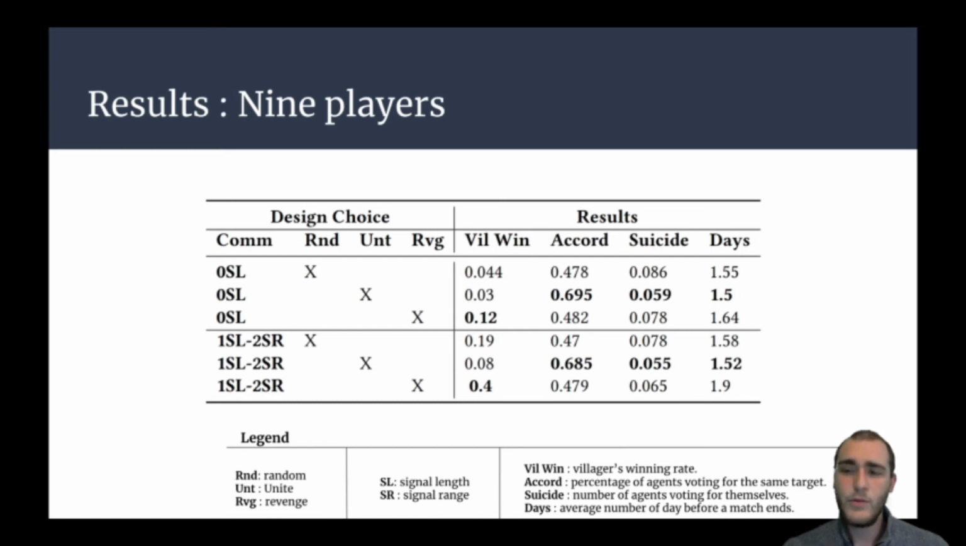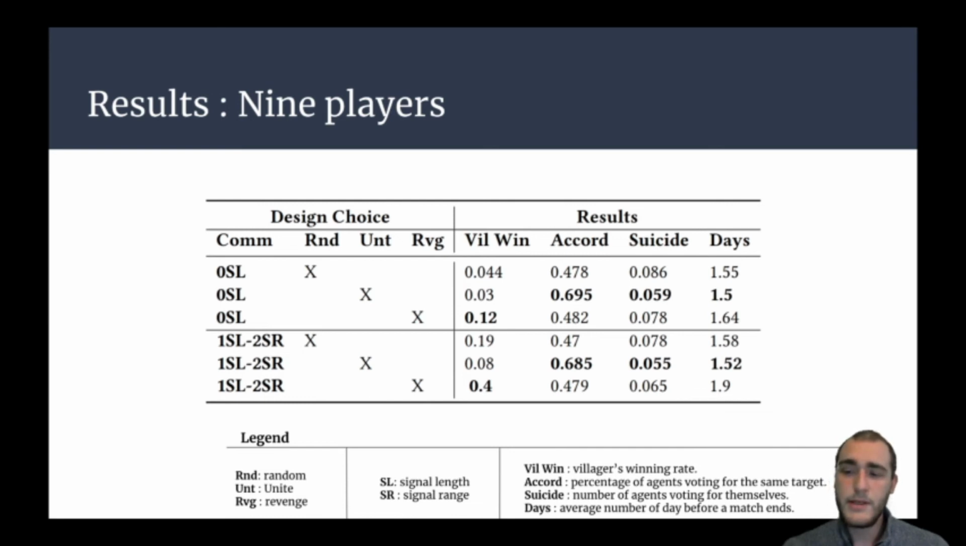On the other hand, with the addition of a single-bit communication channel, 1 SL to SR, we have an important gain on the villagers' winning rate. Precisely, when the werewolf policy is the random one, the villagers are able to win almost 20% of the times, which is 4.5 times more than the previous condition and 6.5 times the theoretical winning rate.